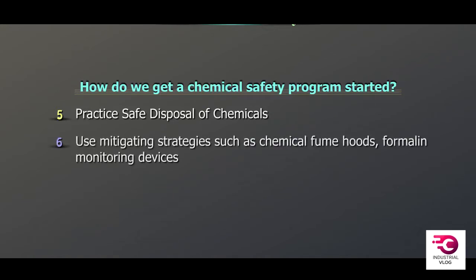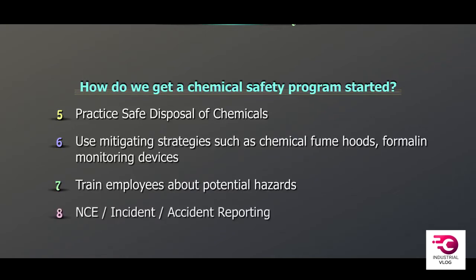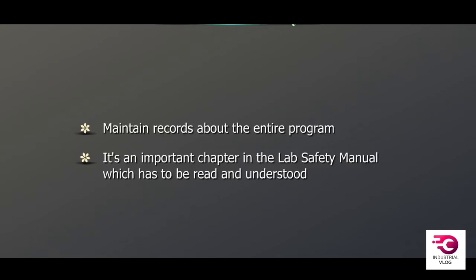Use mitigating strategies such as chemical fume hoods and formalin monitoring devices. Train employees about potential hazards. Do NCE, or incident or accident reporting. Maintain records about the entire program. This is an important chapter in the Lab Safety Manual which has to be read and understood completely.